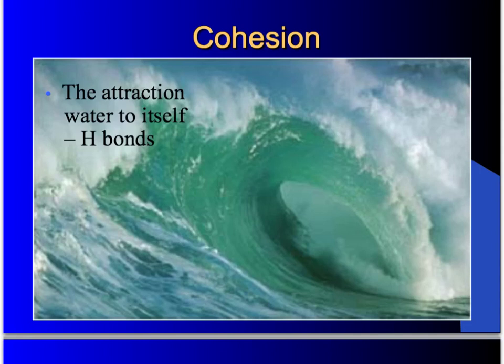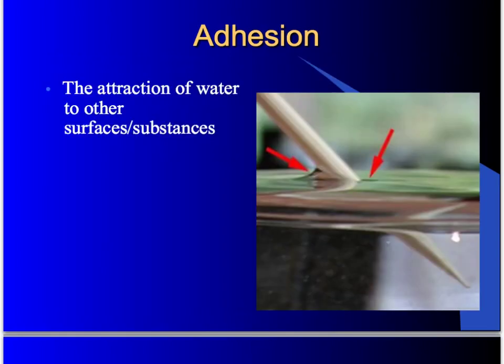Cohesion is the attraction of water to itself, and that is another property that comes from those unique hydrogen bonds formed between the molecules. Adhesion, not to be confused with cohesion, is the attraction of water to other surfaces or substances. So adhesion is water wanting to stick to other things. Cohesion is water wanting to stick to itself. And they're both properties that come about because of the hydrogen bonds between the water molecules.